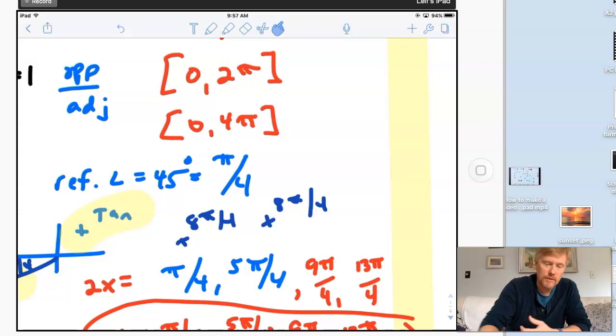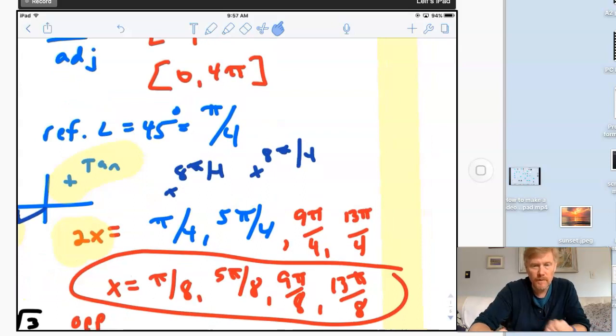The last thing I'm going to do is, because that's what 2x equals, I divide all those four answers by 2, okay? And now I'll get all four of my answers that are now going to be between 0 and 2 pi. So that's why I did that, because there were really more of them than originally thought, because it's got that 2x next to the tangent, okay?